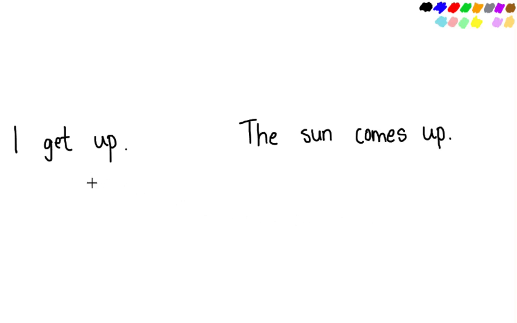This video looks at how we can combine these two sentences to make one sentence. So, I get up. That is a sentence. It's a sentence because it's got the subject, that's I, and the main verb saying what I do, which is get up. So we've got a subject and a main verb.